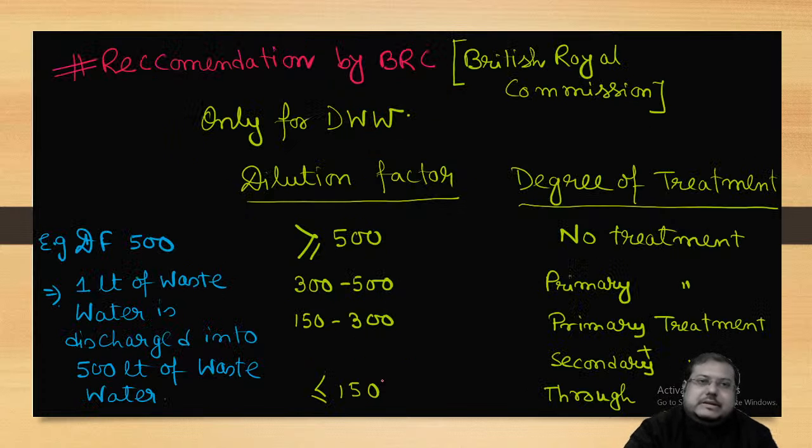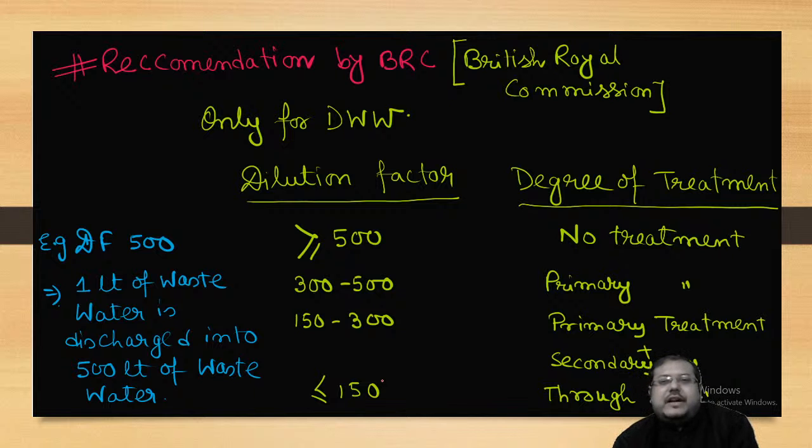Okay. There is another recommendation provided by BRC, British Royal Commission, that is applicable only for the domestic wastewater. And their list is given as dilution factor. If it is greater than or equal to 500, no treatment is required. If it is between 300 to 500, primary treatment is required. If it is between 150 to 300, primary and secondary treatment is required. If it is less than or equal to 150, thorough treatment is required.